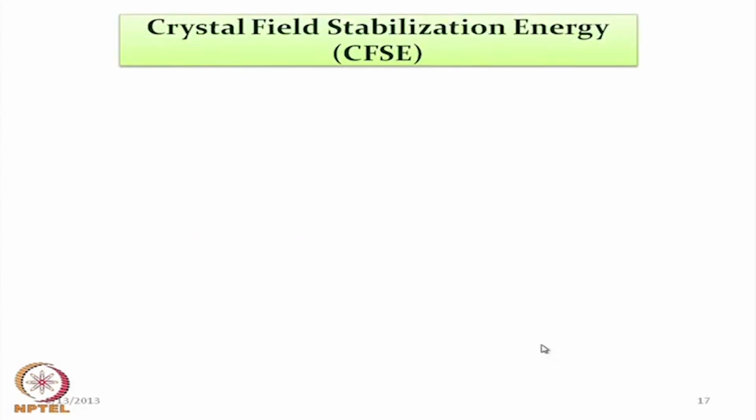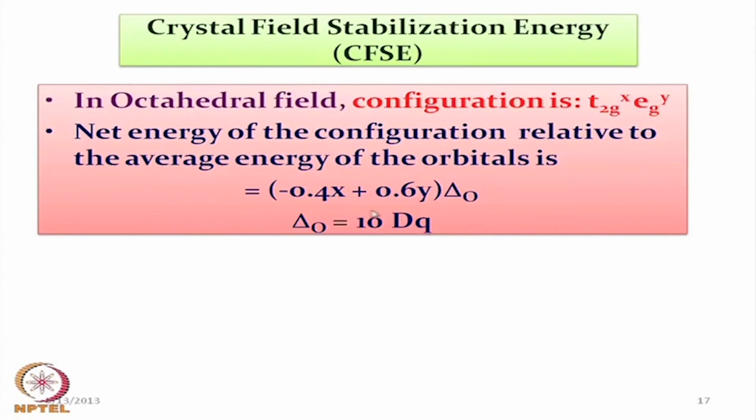Now we have calculated the crystal field stabilization energy in detail for d4, d5, d6 and d7, in terms of the delta octahedral or 10 Dq values and the corresponding x and y values, and those values give rise to the amount of energy from the barycenter. So in an octahedral field we can write in general the configuration as t2g^x eg^y. This is how we can write the configuration for d7 or d5.